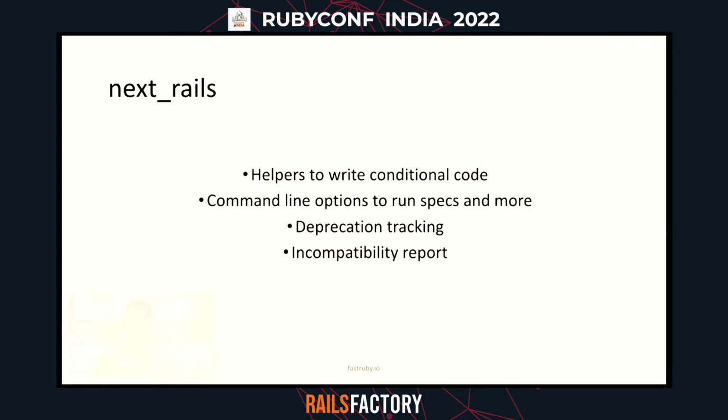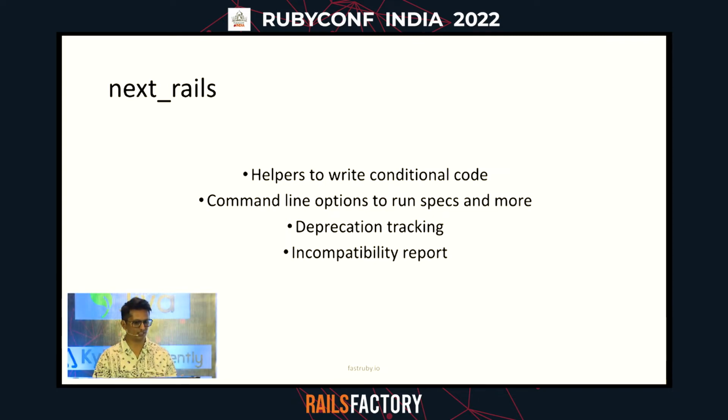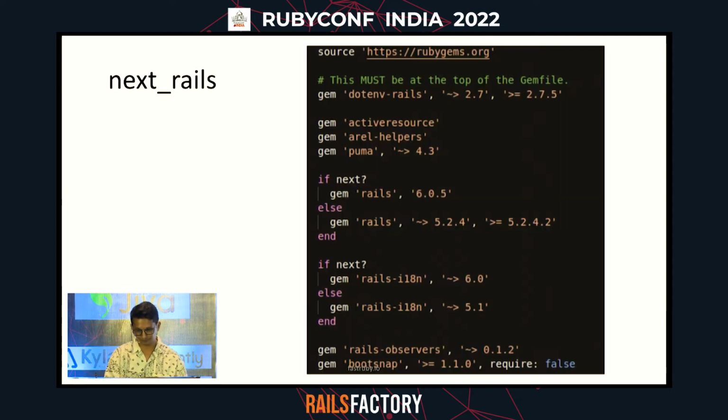Apart from dual booting, what else does this gem help with? Yes, it helps you write conditional code, and I'll show you a snippet of it. The second thing is that it gives you a command line option to run specs, and even more. I already showed you that you can run RSpec for two different versions, and this gem helps with that. The next one is deprecation tracking and incompatibility reports, and we'll get into more on that.